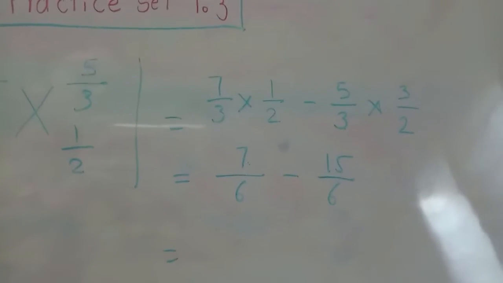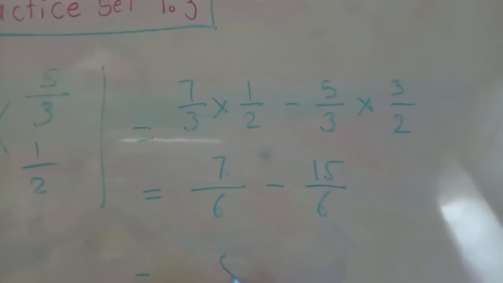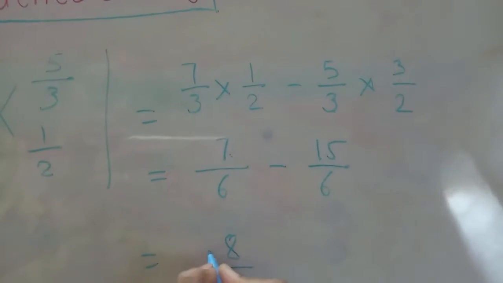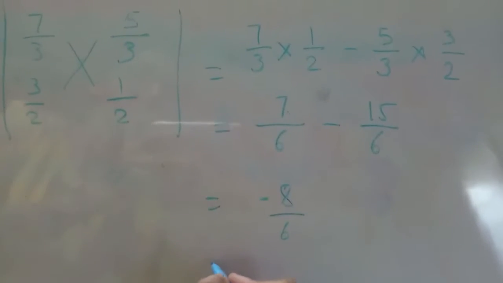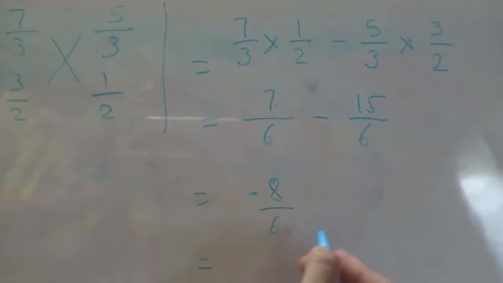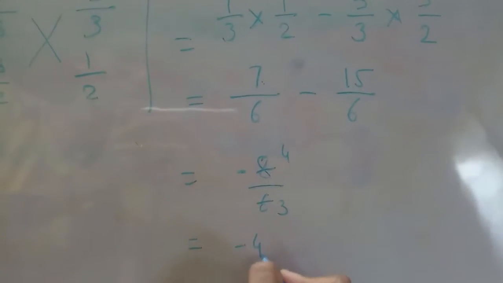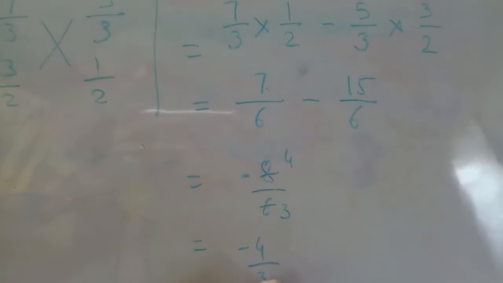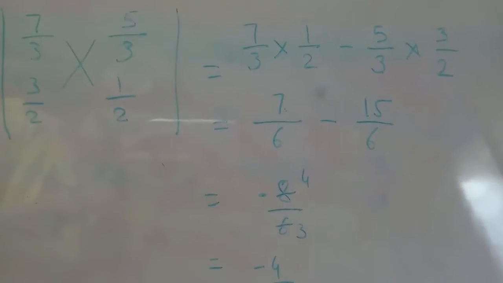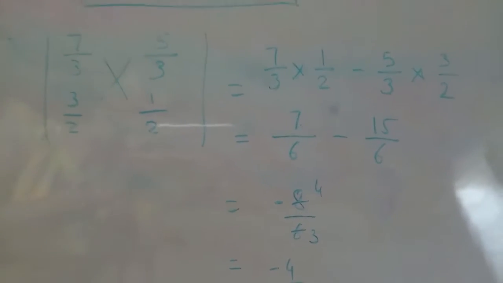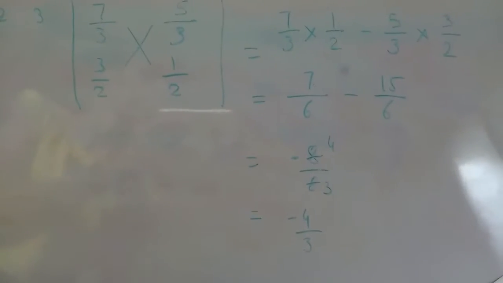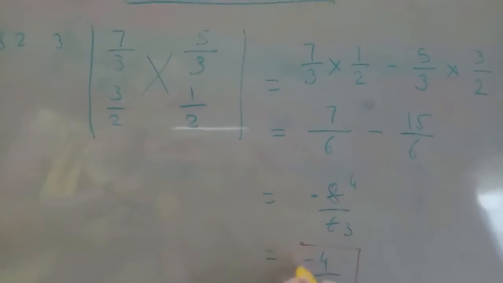So 15 minus 7 is 8 upon 6 and here is a minus sign. So 2 4s are 8, 2 3s are 6. So the determinant of 7 upon 3, 3 upon 2, 5 upon 3 and 1 upon 2 is -4 upon 3.